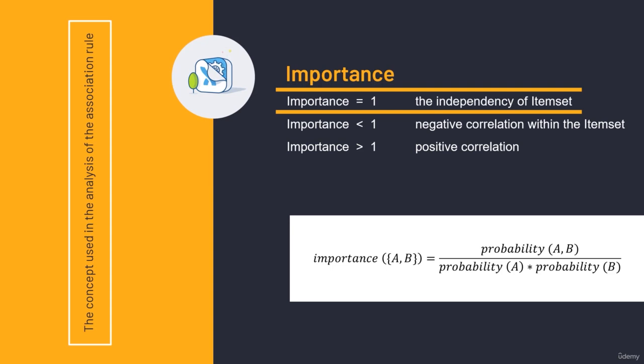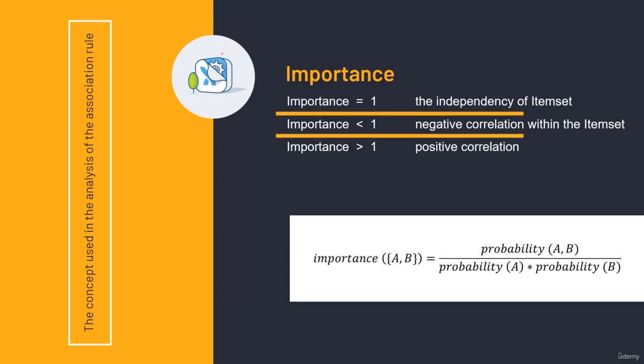Which means A and B are completely independent. In other words, if the importance is calculated to be 1, it means that the purchase of items A and B are completely independent from each other. The system has made this into a rule and tells you about its condition.